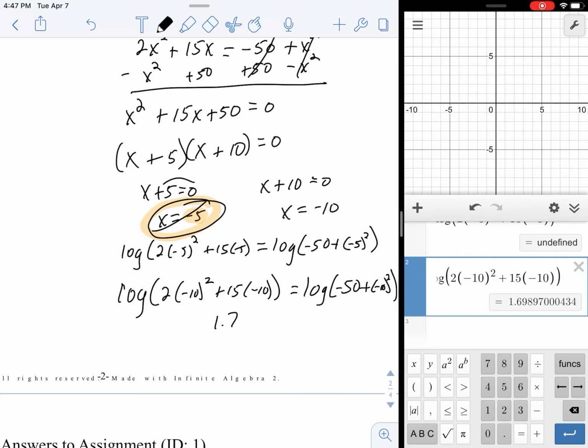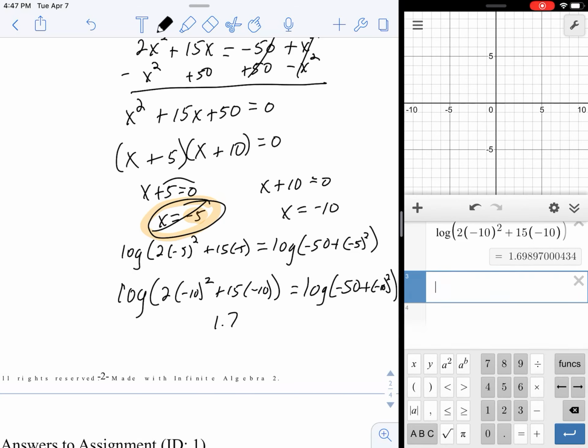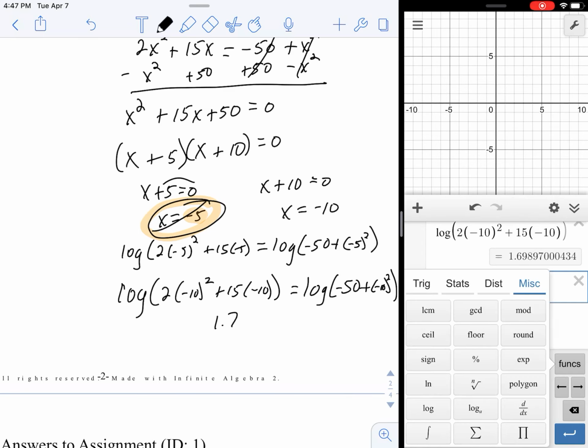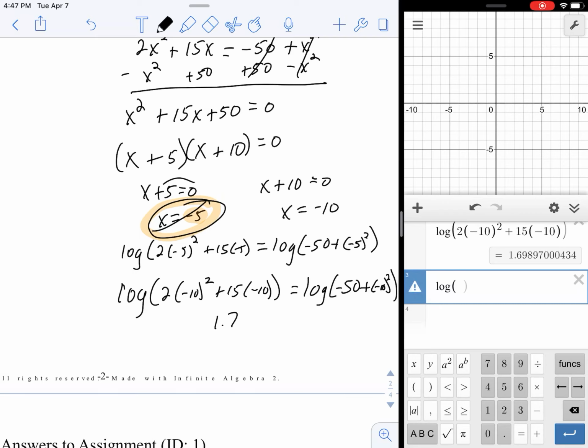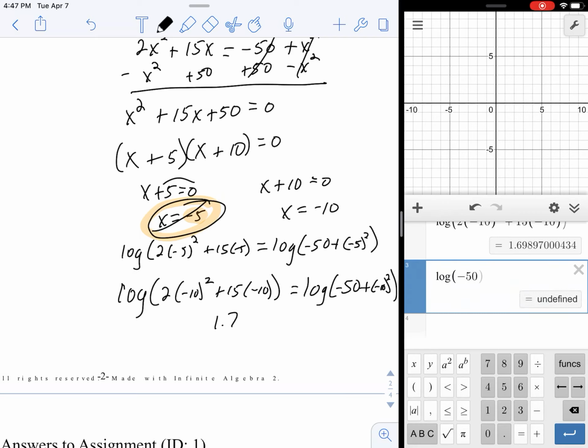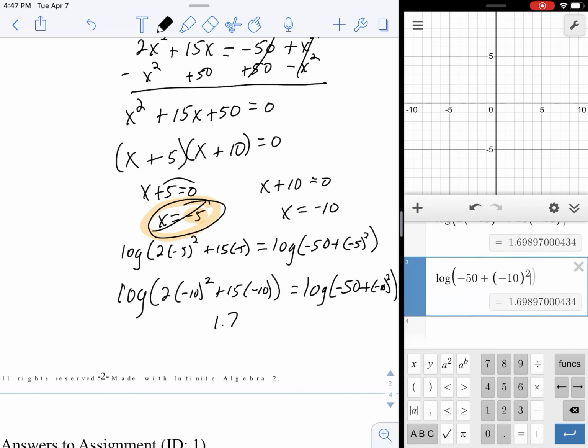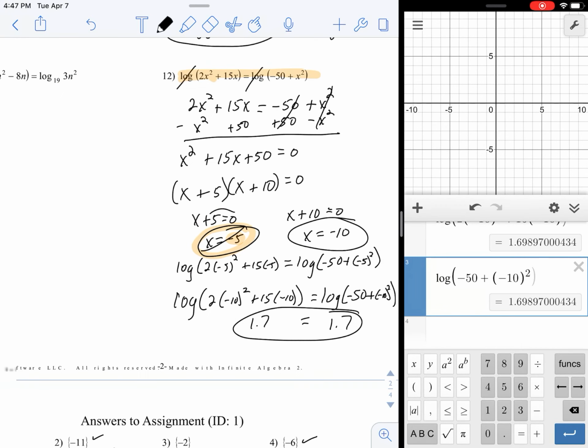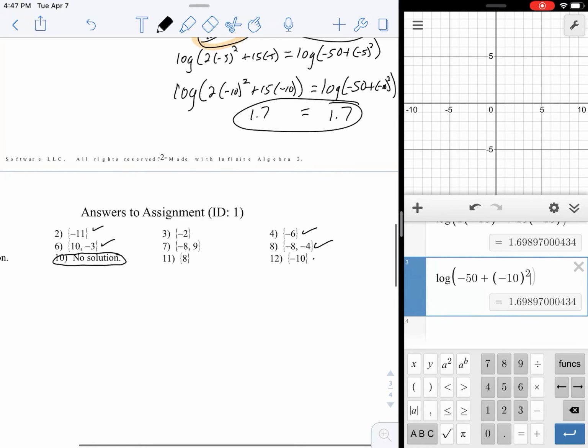I know I said 4 decimal places, but I'll tell you what, I'll leave it on the screen there so we can compare. Now we've got to do the other side of the equal sign. Log of negative 50 plus negative 10 squared, and that's also the same 1.7. So that really does work. That means negative 10 is a true solution to this equation. So we got 2 solutions. It turns out one of them was extraneous. Let me check the answer key, and there it is.